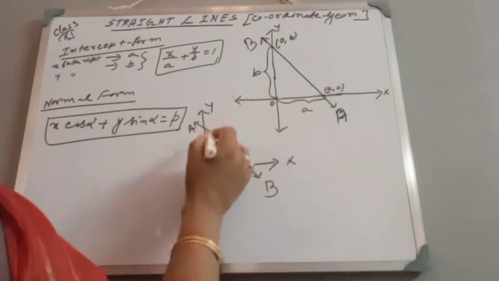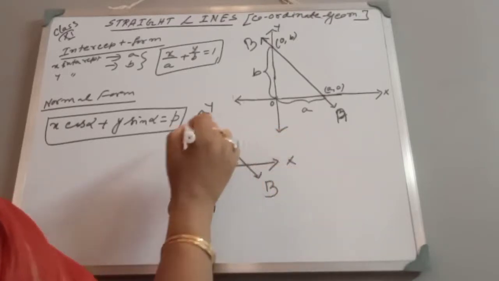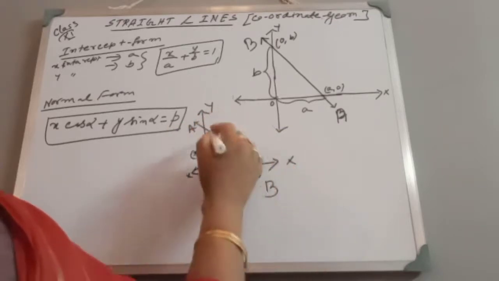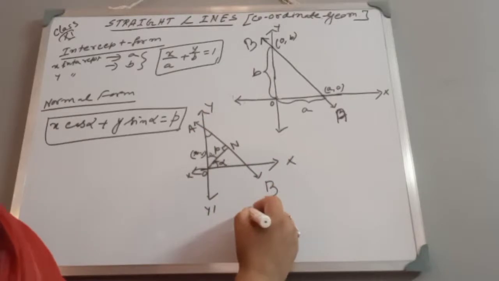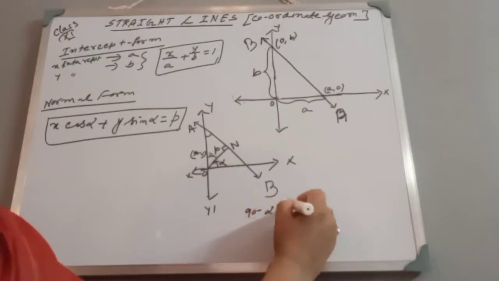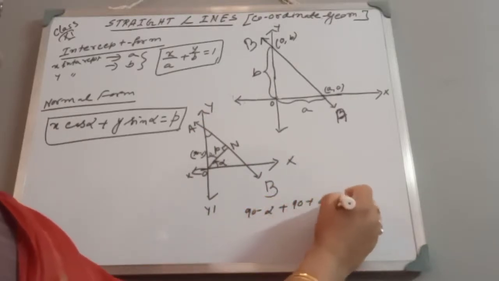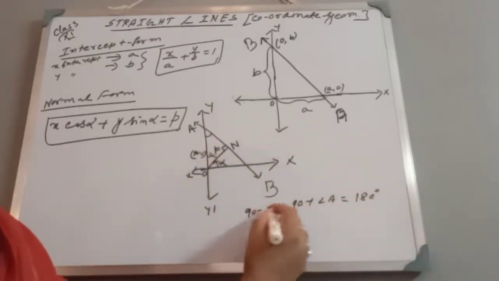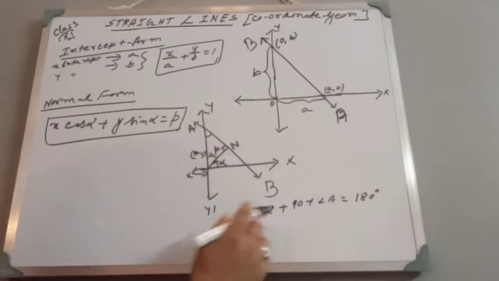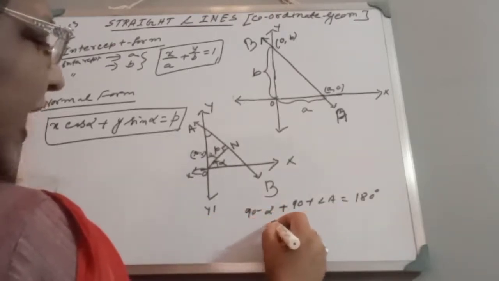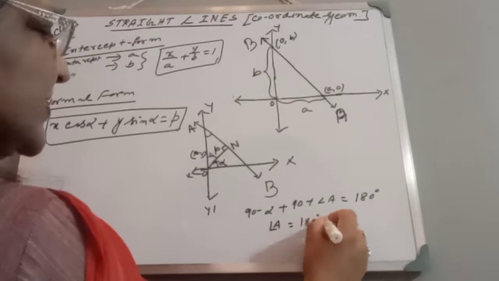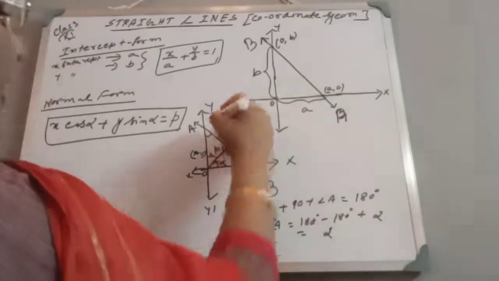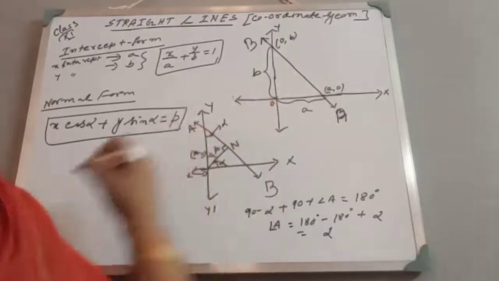So what will be this angle? If I call this angle A, what will it be? The sum of these three angles equals 180 degrees: 90 minus alpha plus 90 plus angle A. So 90 plus 90 is 180, so angle A will be 180 minus 180 plus alpha. So this comes to alpha. So angle A is equal to alpha.